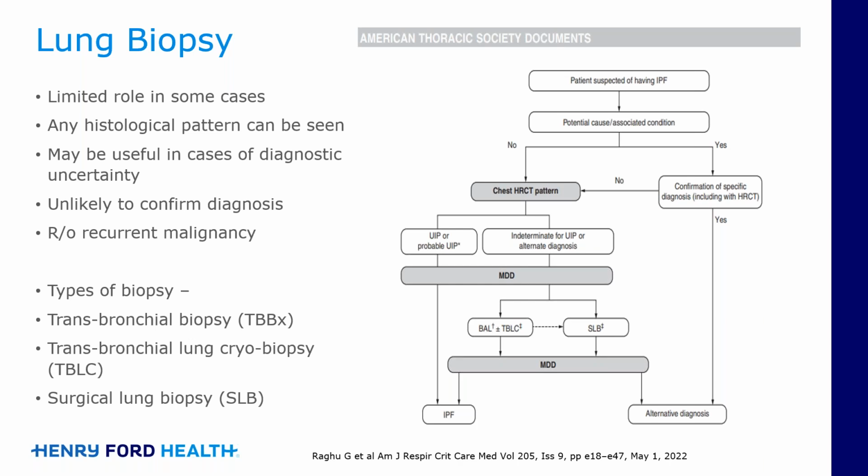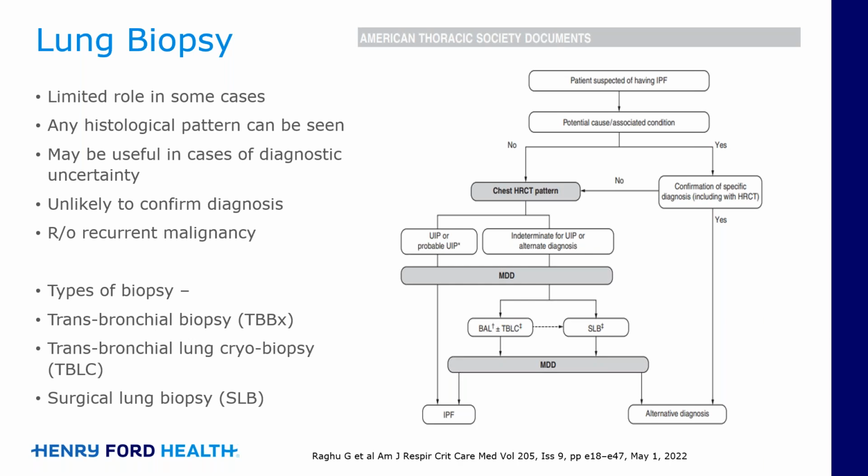It is more useful when we are uncertain about the diagnosis. And as I mentioned earlier, it does not really confirm diagnosis in most cases. The more important reason to potentially obtain a biopsy is to rule out malignancies, and that is especially important when the diagnosis is uncertain. In terms of the type of biopsies we have, there are transbronchial biopsies, transbronchial lung cryobiopsy, and surgical lung biopsy.